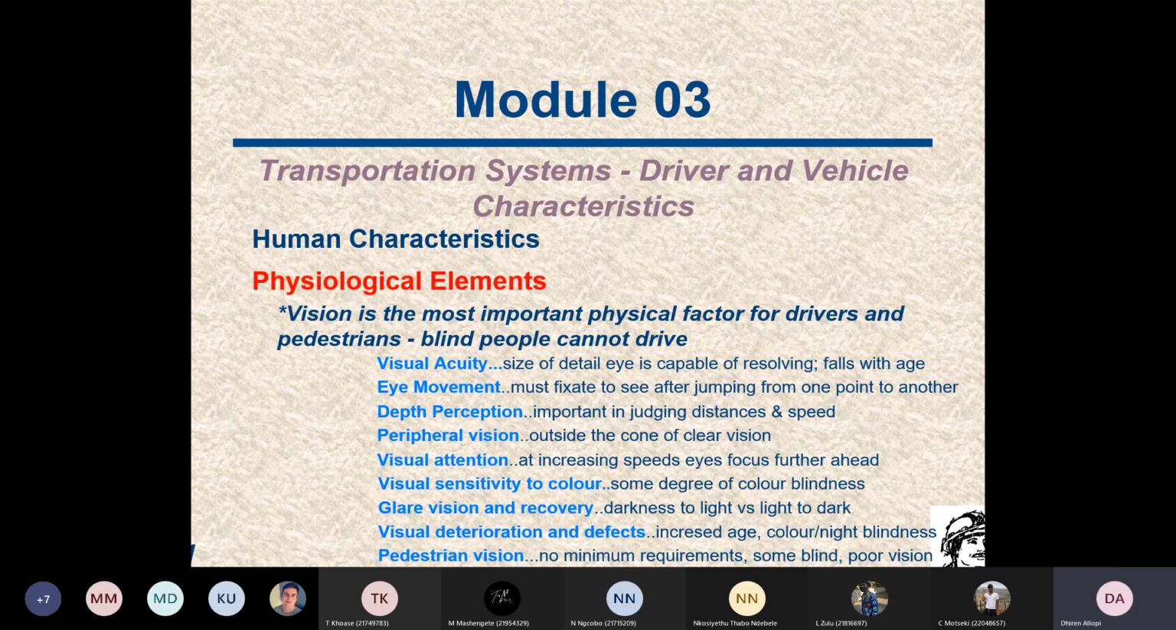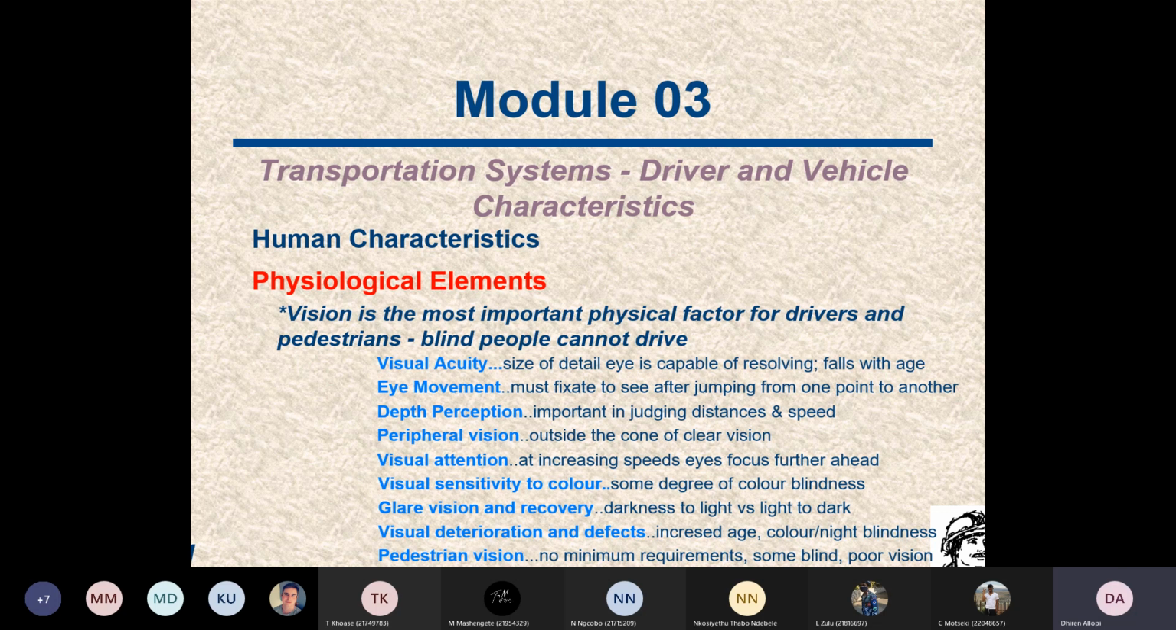So coming back then to module 3, you will find that driver characteristics are basically split into 2 areas or elements. And the more important one is the physiological elements. So we're looking at the physiological elements, and when it comes to the physiological elements, of course, one of the most important physical factors is vision. So if you can't see, then you shouldn't be on the road. Yeah, we could debate that with the modern technology, where vehicles can drive you without you even lifting a finger. But basically, in terms of first principles, you should be able to see to be able to drive.